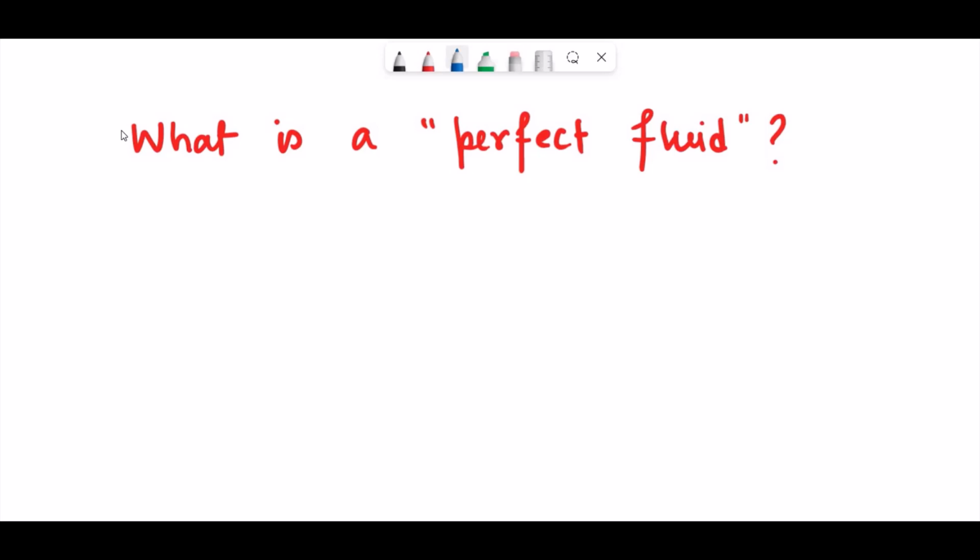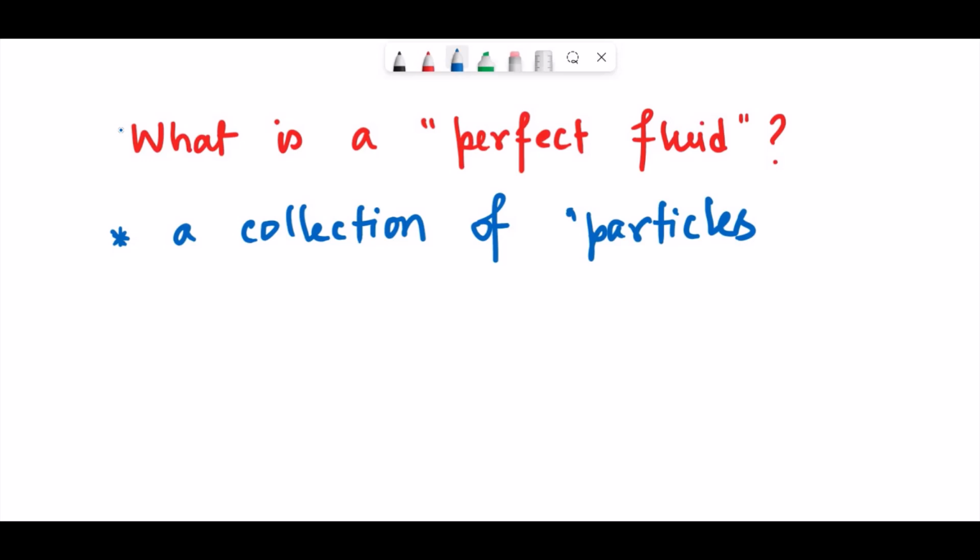So obviously this has something to do with fluid, but how do we know that it is perfect? A perfect fluid must have two characteristics. Number one, obviously it's a bunch of particles. So that means a perfect fluid is a collection of particles, or I'd rather say gas or liquid. So that's what fluid means, but it's an idealized version of it. So a collection of particles or cells is just as fine.